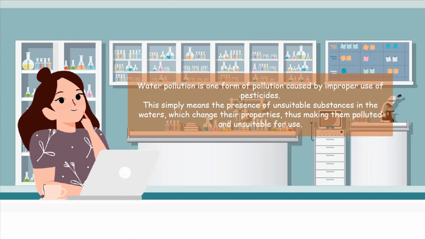Water pollution is one form of pollution caused by improper use of pesticides. This simply means the presence of unsuitable substances in the waters which change their properties, thus making them polluted and unsuitable for use.